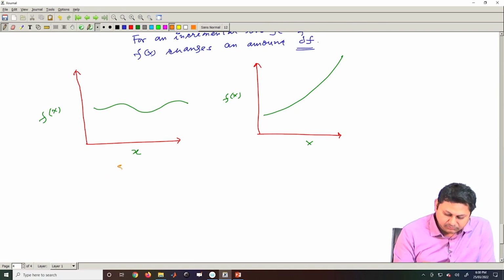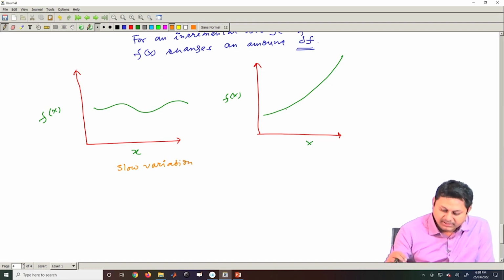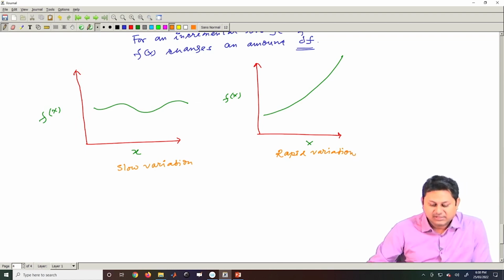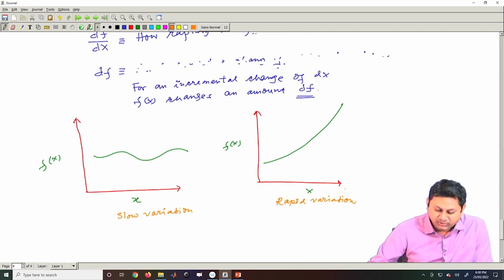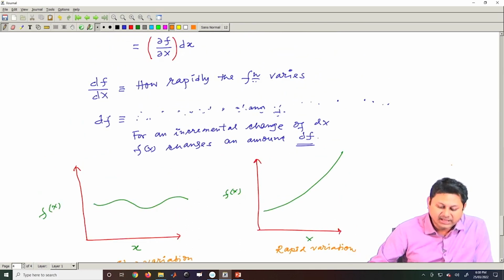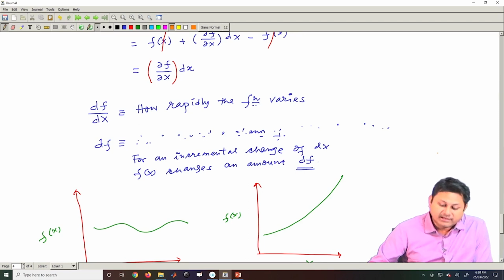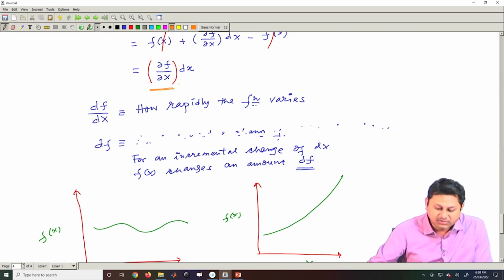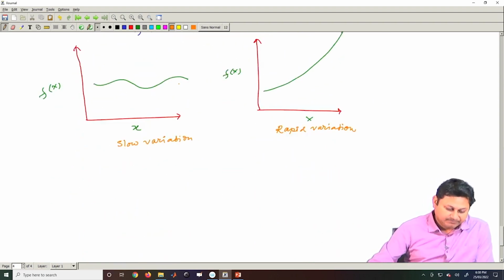So, this is a slow variation, but in this case the function varies rapidly. So, this is a rapid variation. This is a slow variation, this is a rapid variation, and whether it is a slowly varying or rapidly varying function, one can understand by calculating this term here. This rate of change of the function can give us the idea whether the function is varying rapidly or slowly.